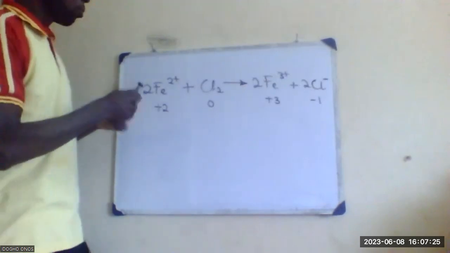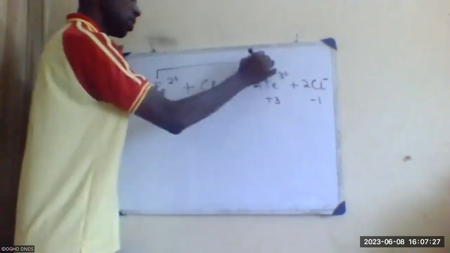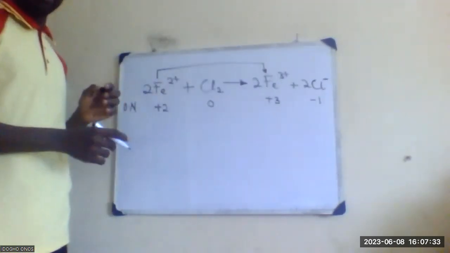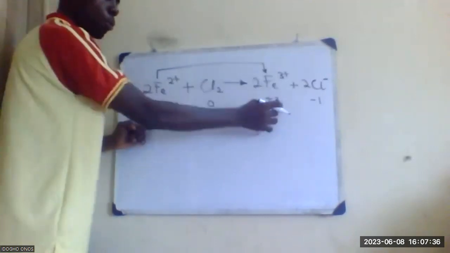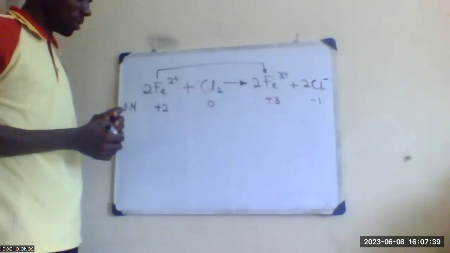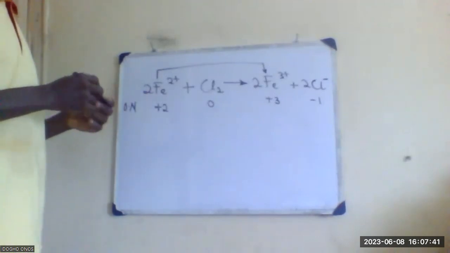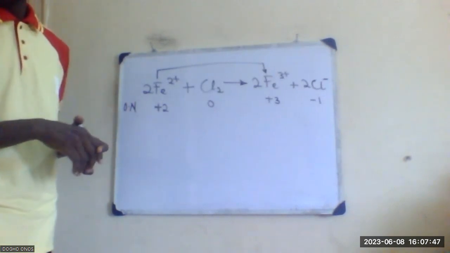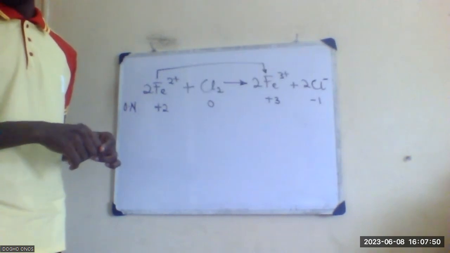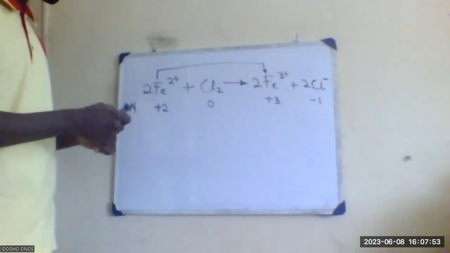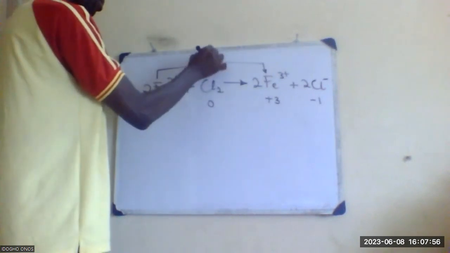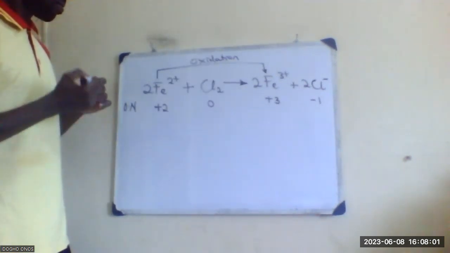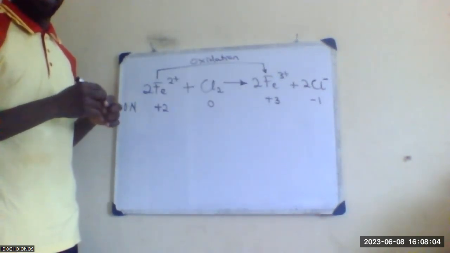So if you look at this now, this to this, what has taken place in terms of the oxidation number? The oxidation number has increased from 2 to 3. So that is what? Is it oxidation or reduction? This is oxidation. A substance that oxidizes is a reducing agent, and a substance that reduces is an oxidizing agent.